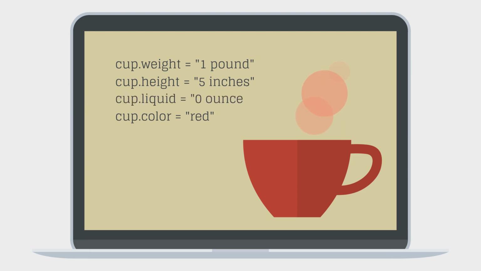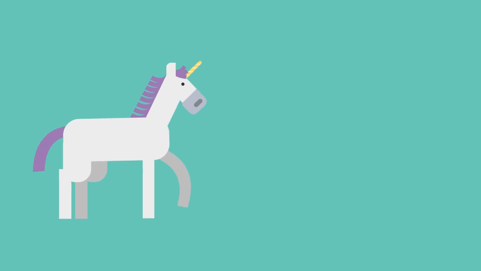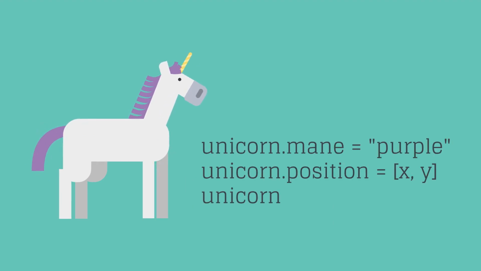0 ounces. The power of object-oriented programming is that you can define and modify these virtual objects to fit any purpose, or to model objects in the real world. In a video game, you might have a unicorn object with various attributes such as the color of its mane, its position within the game, and whether it has jumped over the rainbow from the previous example.